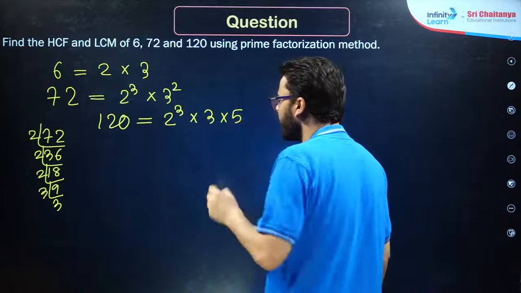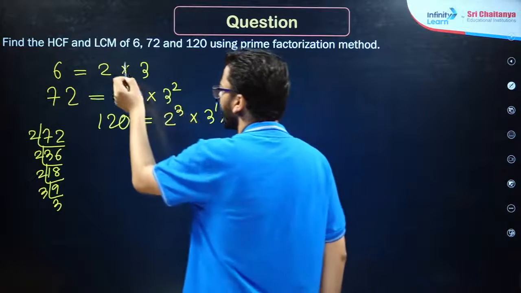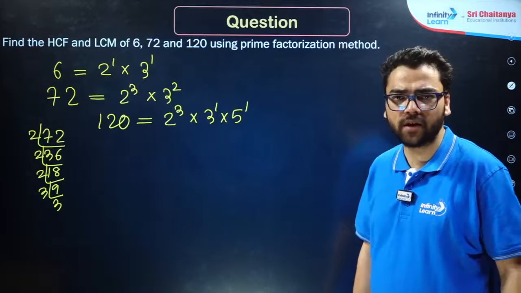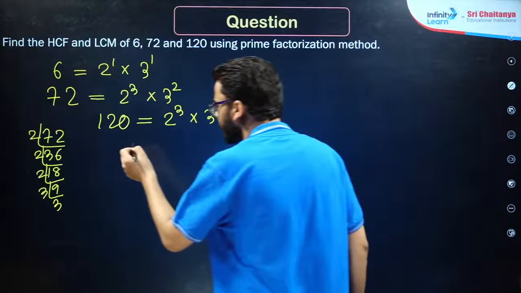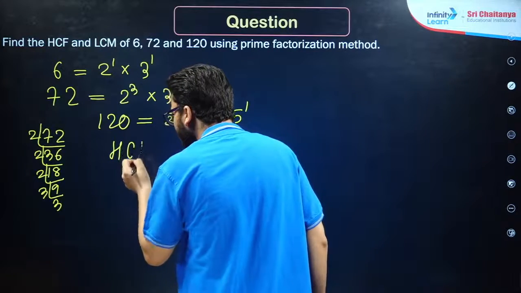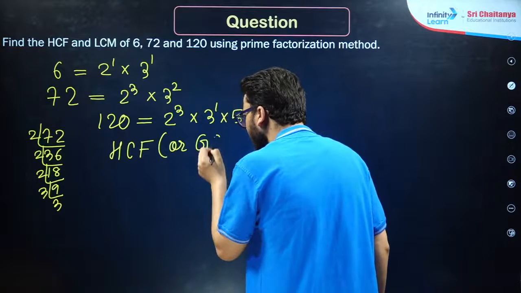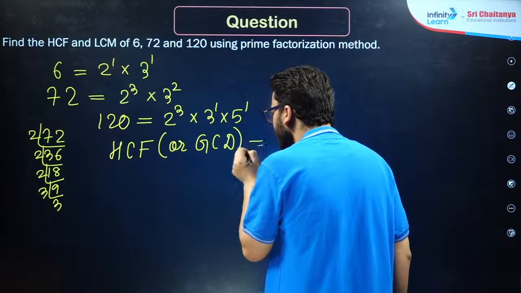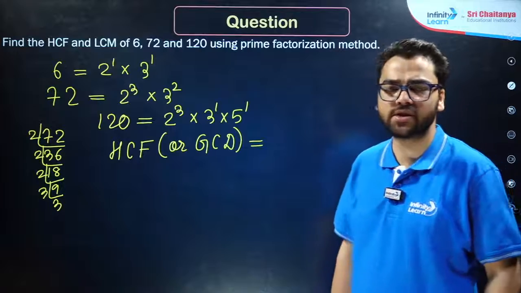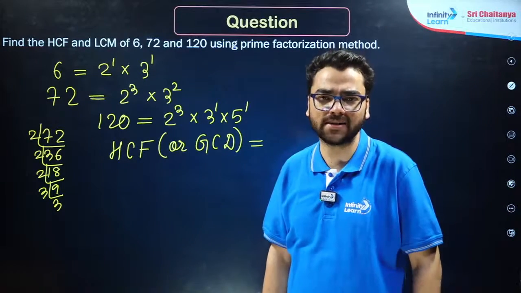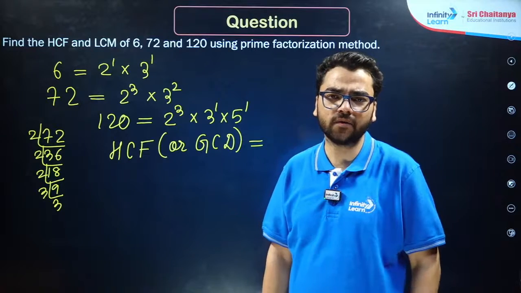That is the prime factorization. Is that clear? You can write power 1 over here. That is the prime factorization of 120 over here. Now, what is HCF? HCF is the highest common factor, or sometimes you will see GCD, greatest common divisor. It is the same thing. HCF is the highest common factor, or the GCD, that is the greatest common divisor. So how will you find the HCF over here?